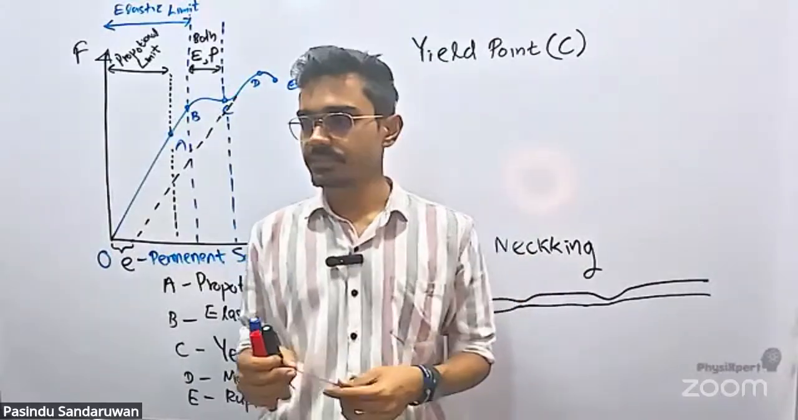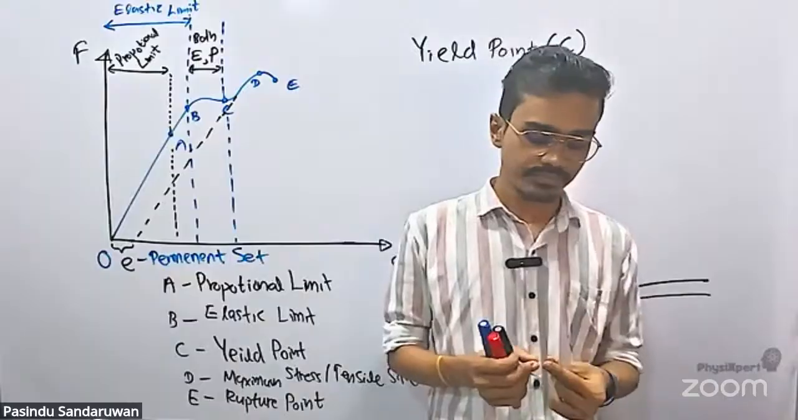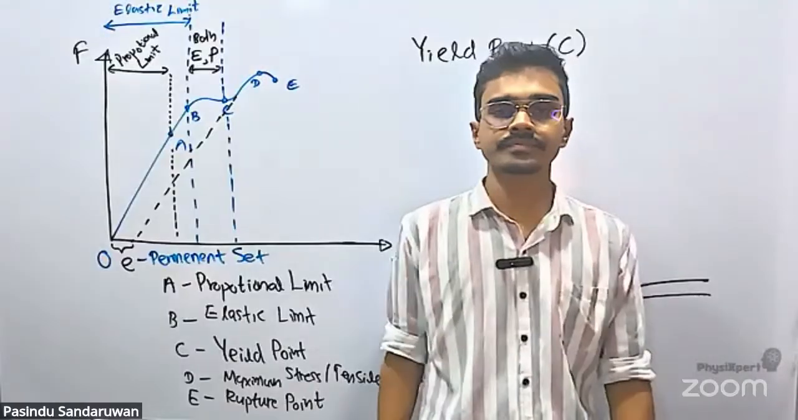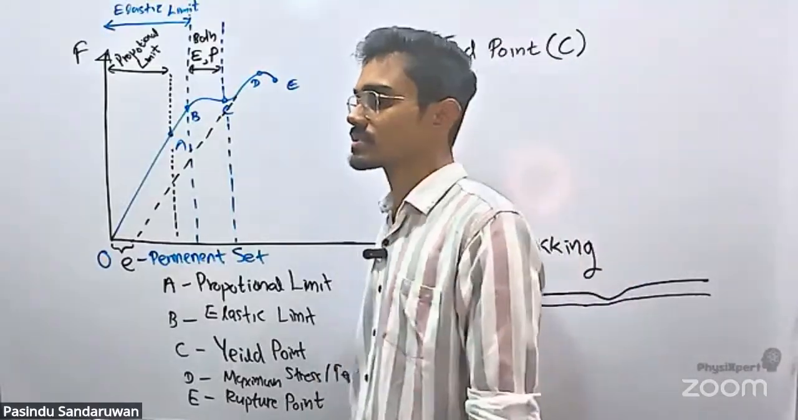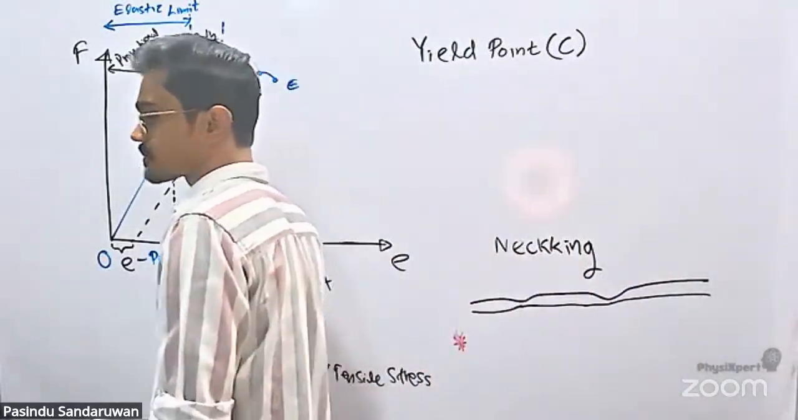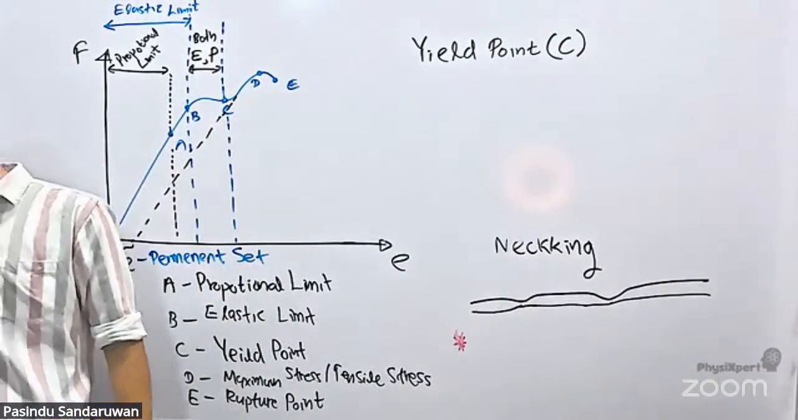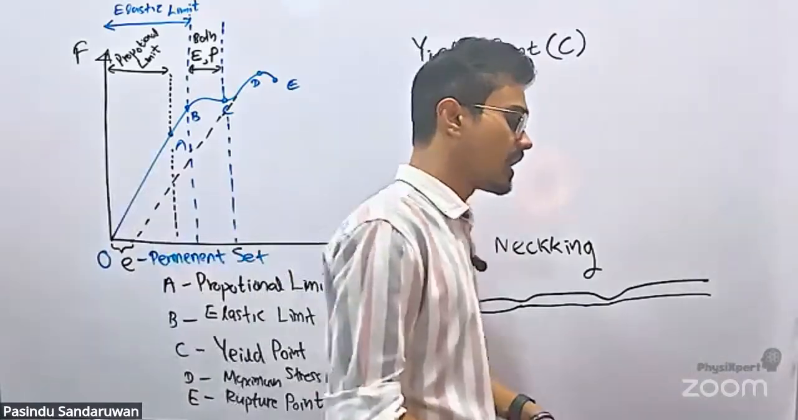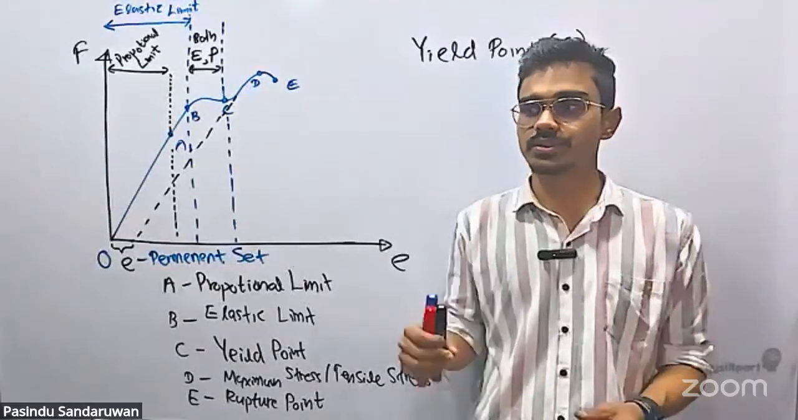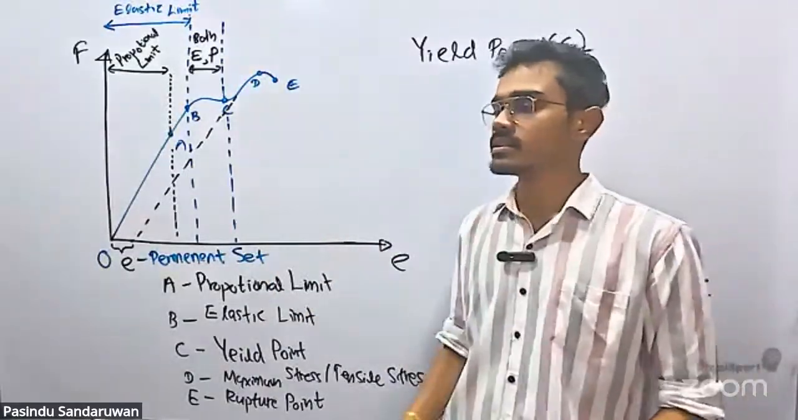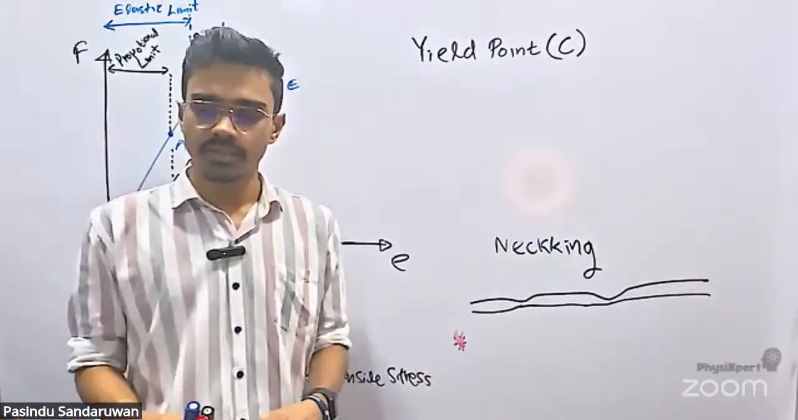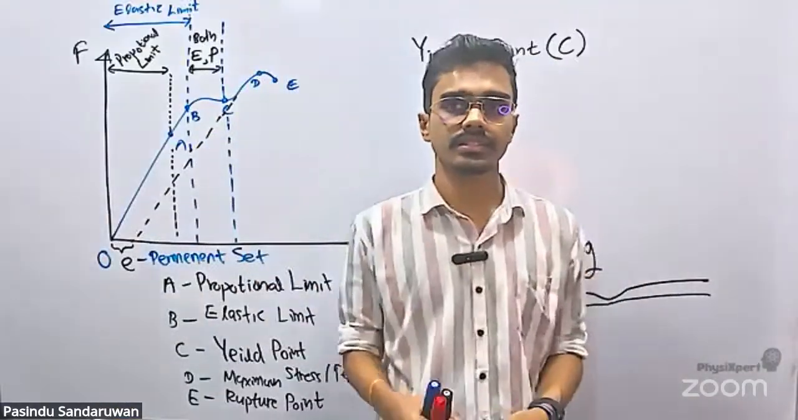Next point. The last point object shows elastic properties is yield point. Right? Next point.